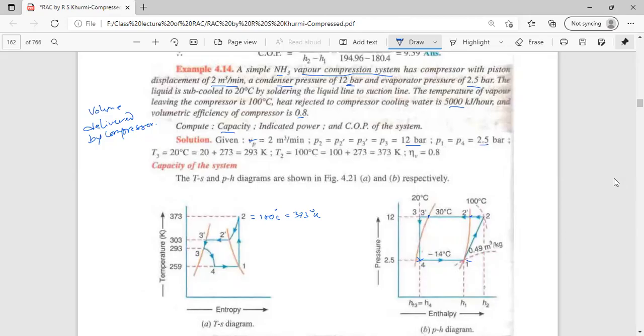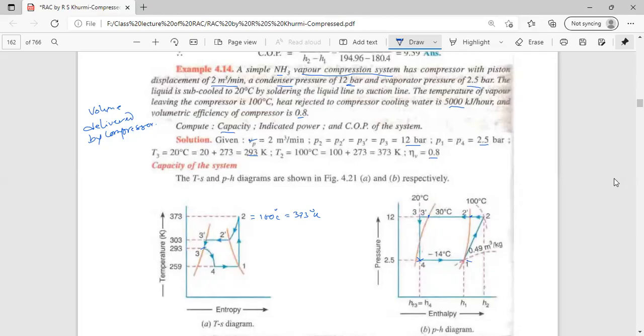Next is temperature T3, the temperature at the outlet of the condenser system after the subcooling, which is equal to 20 degrees centigrade, that is 293 Kelvin. T2 is the temperature at the outlet of the compressor, which is equal to 100 plus 273, that is 373 degrees Kelvin, and eta V is the volumetric efficiency of the refrigerant system itself.